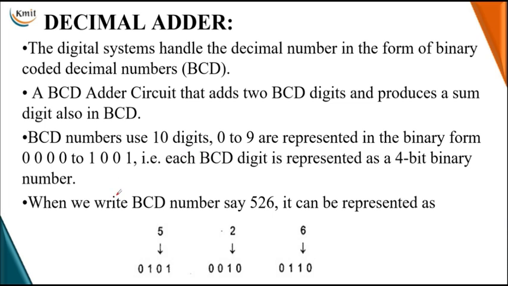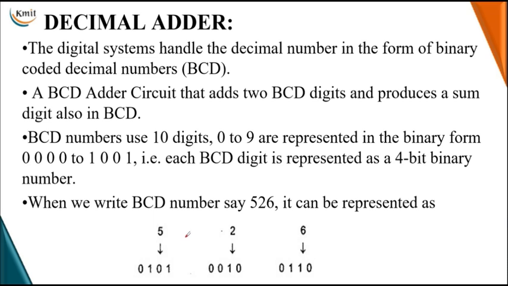BCD numbers are represented with each digit as 4 binary bits. 5 is represented as 0101, 2 is represented as 0010, and 6 is represented with 4 bits as 0110. So to represent the 3-digit decimal number 526 in BCD, we require a total of 4 times 3, which is equal to 12 bits.